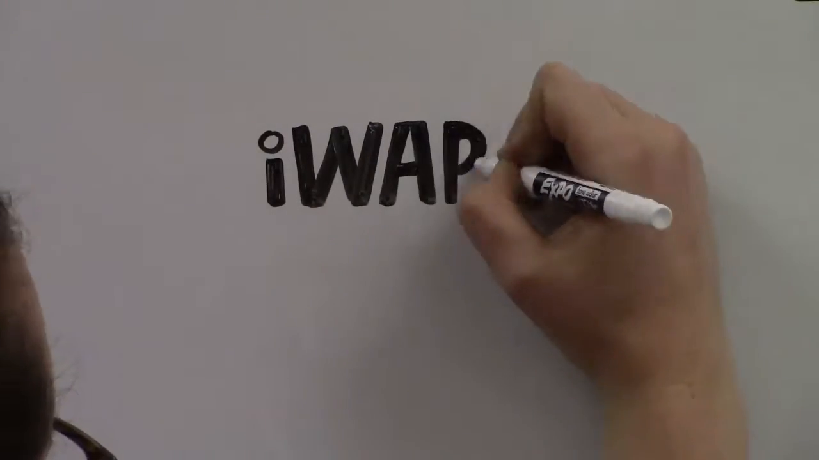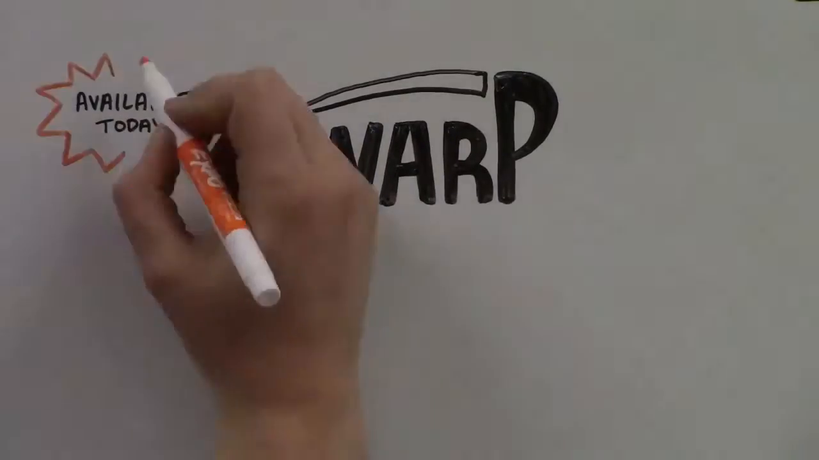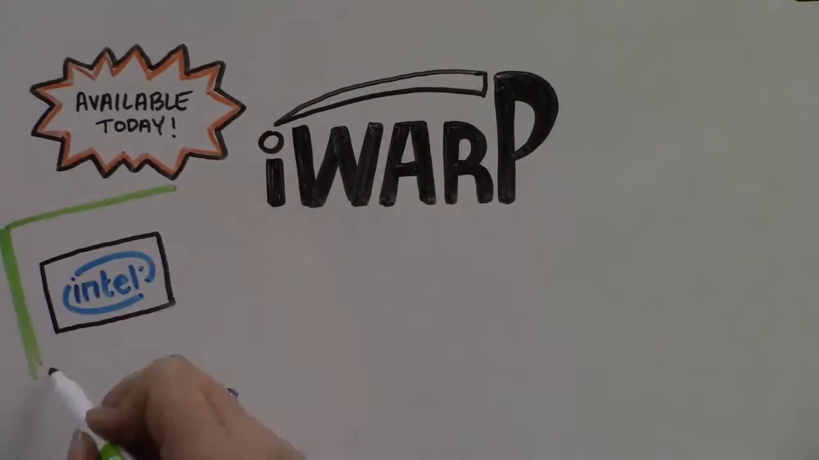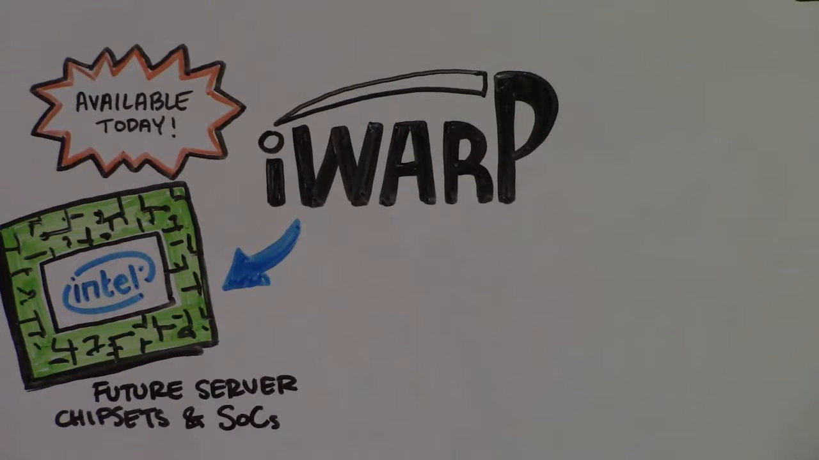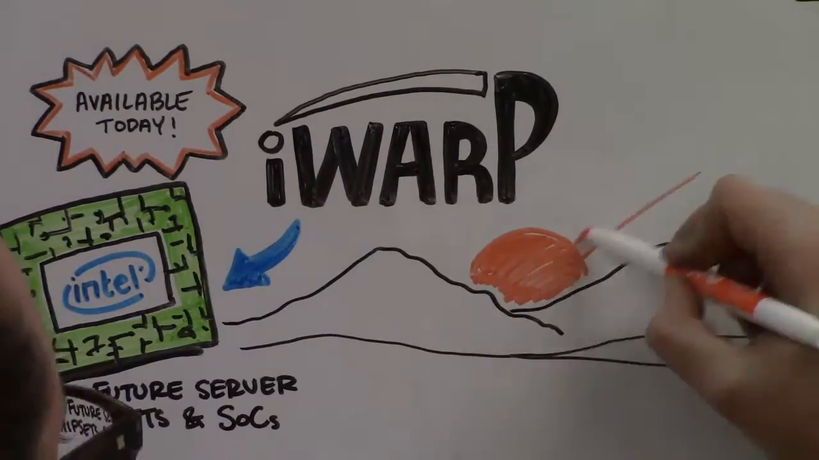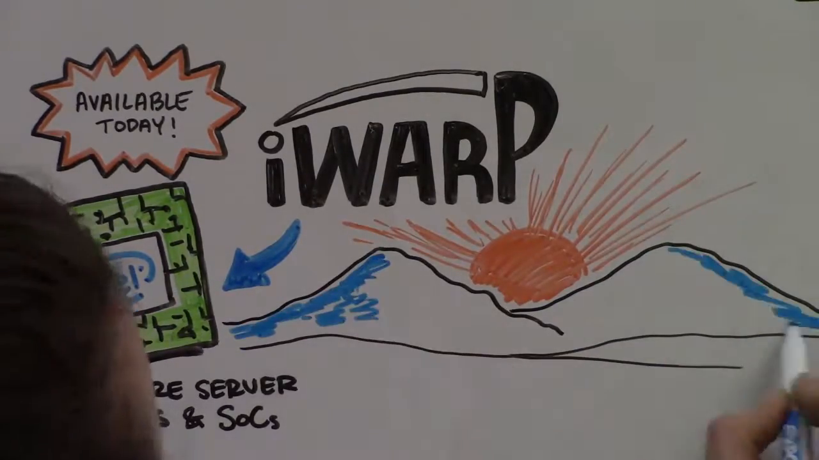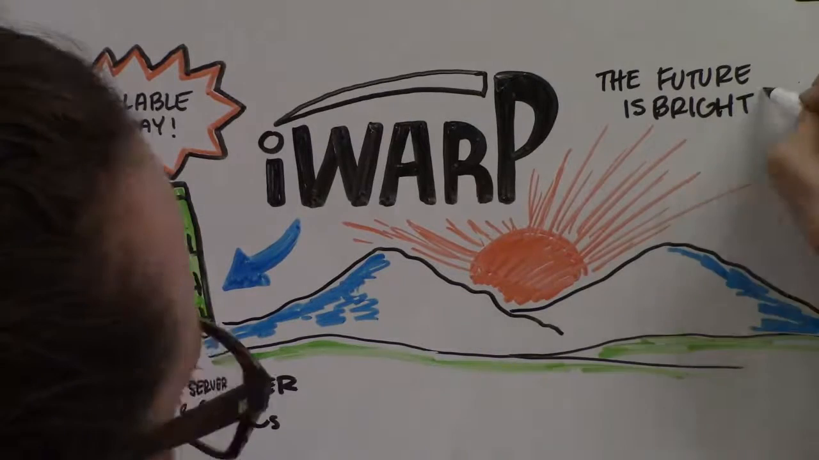iWARP is available today from Chelsio and soon from QLogic. Intel is integrating iWARP technology into future server chipsets and SoCs, driving broad availability of this technology. Microsoft's SMB Direct is just the first major software effort to let users take advantage of iWARP technology. The future is bright for iWARP.